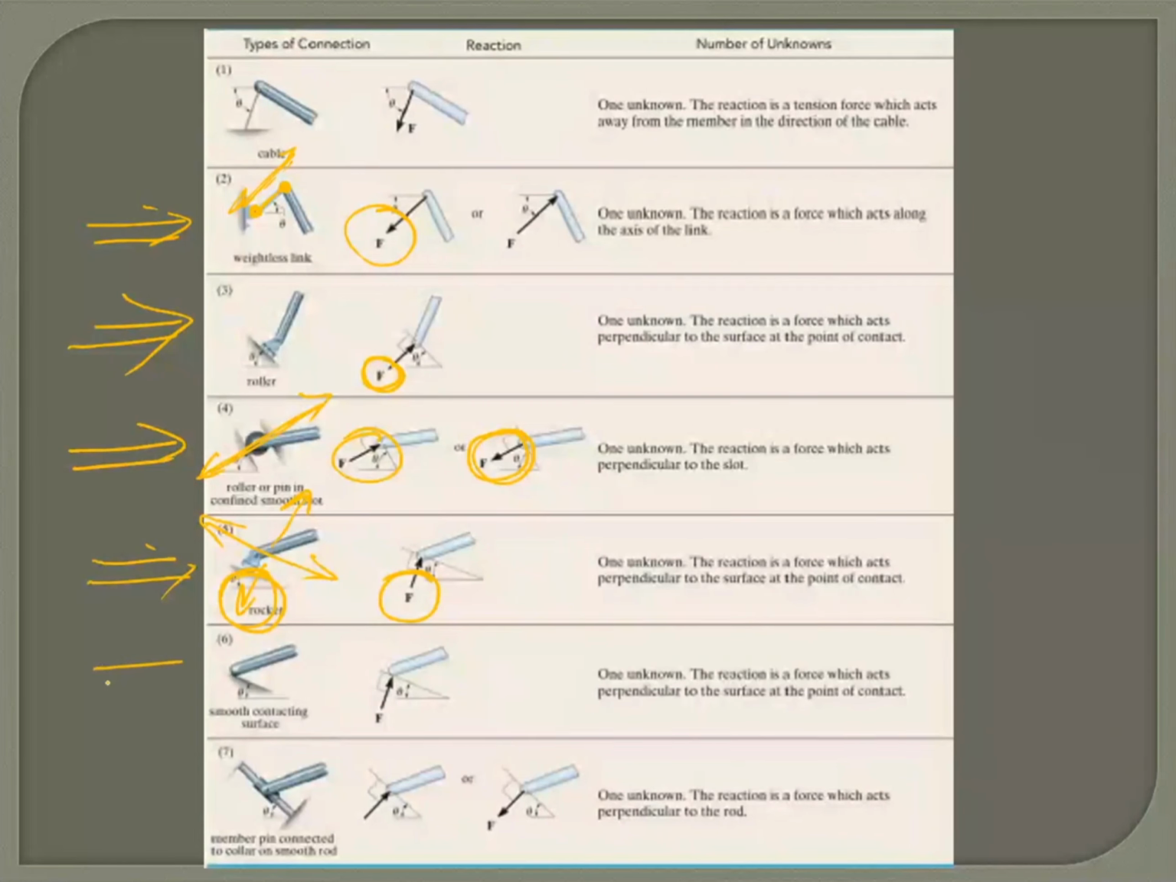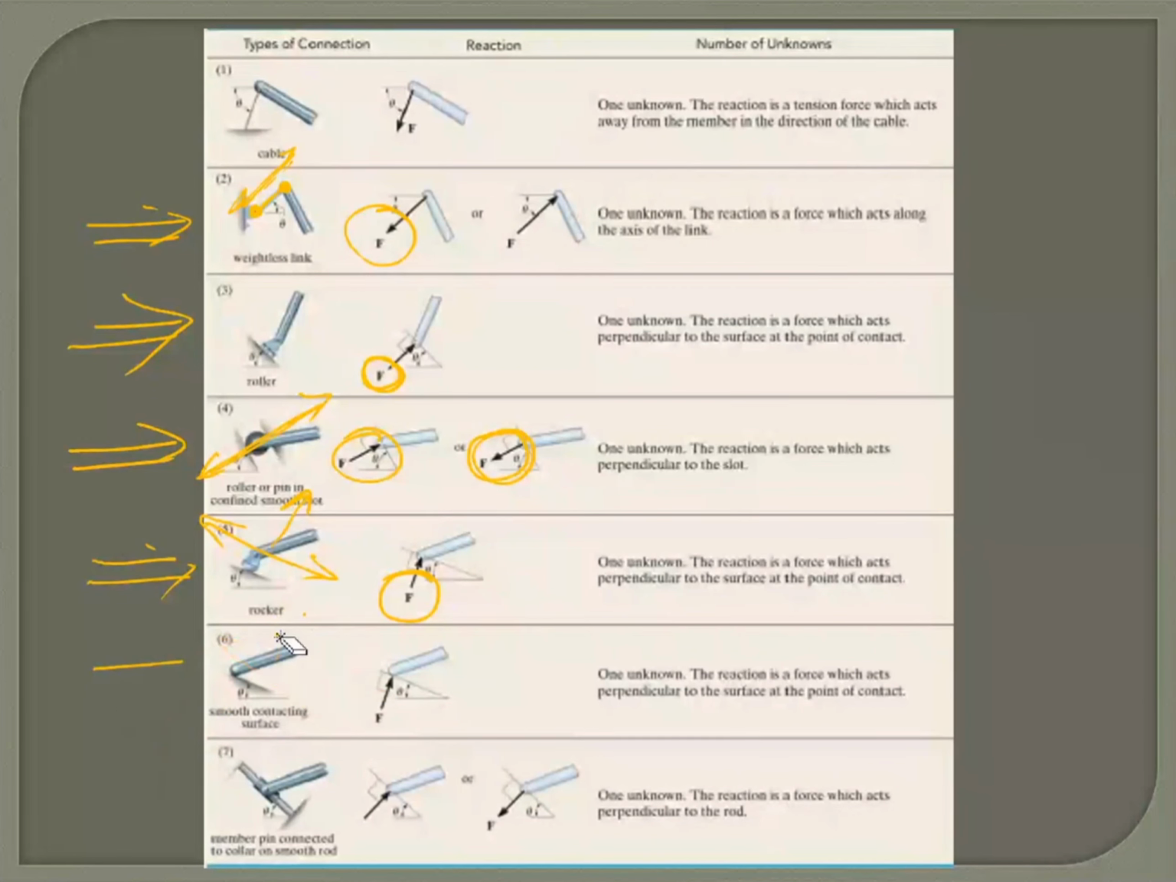I'm looking at this one here now. It's basically a rod on a smooth contacting surface. So it means it's a smooth polished surface. So I can move it in this direction. I can lift it. I can rotate it, but I cannot move it downward. I cannot do that because there's a ground. So therefore, I will have only one reactive force, and that's here.